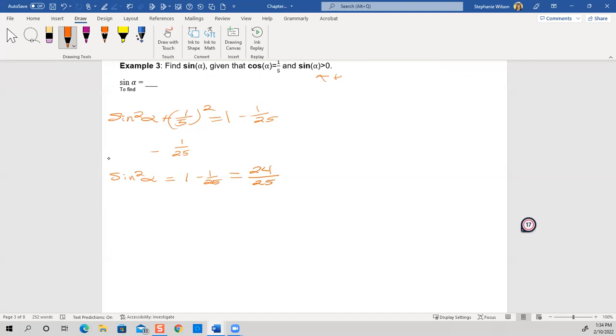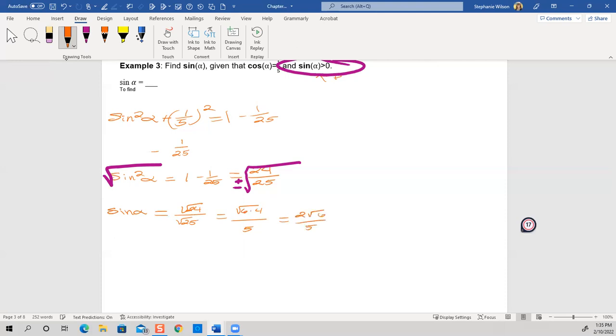Now, in order to get sine alpha, I need to take the square root of both sides because I got to undo the square, right? And remember, we get plus or minus because it's an even root. However, this said here, sine is all numbers greater than 0. So I know that I'm only going to focus on the positive. You don't have to write positive because we know it's there. So I got the square root of 24 over the square root of 25, which is equal to, well, what is the square root of 24? 24 is 6 times 4, over, well, the square root of 25 is 5. The square root of 4 is 2, and 6 doesn't factor out. So that is my end answer.